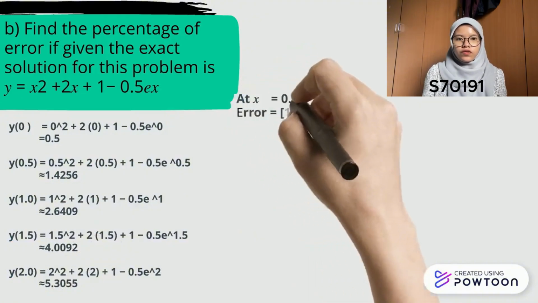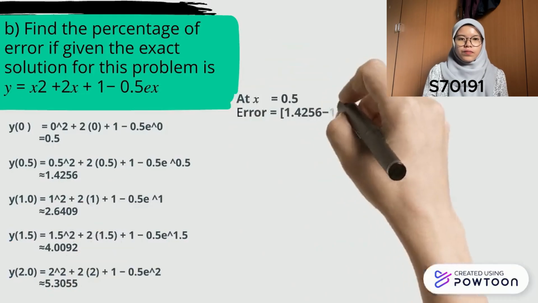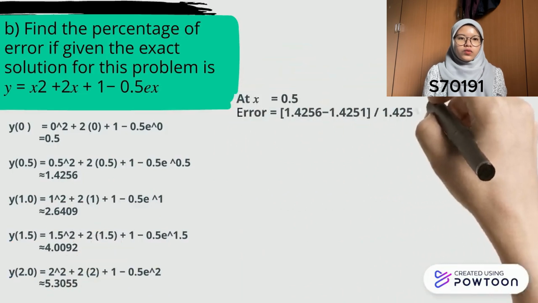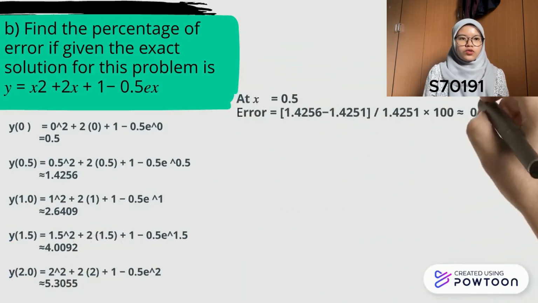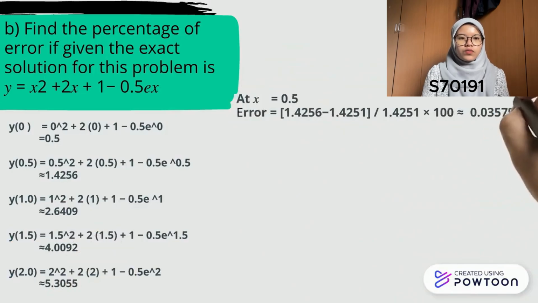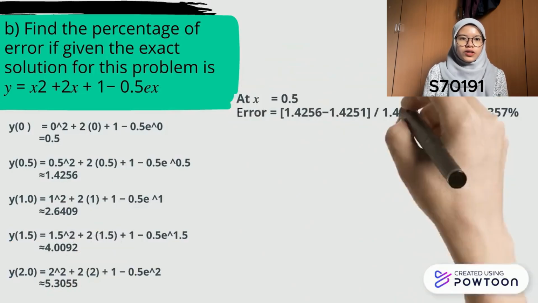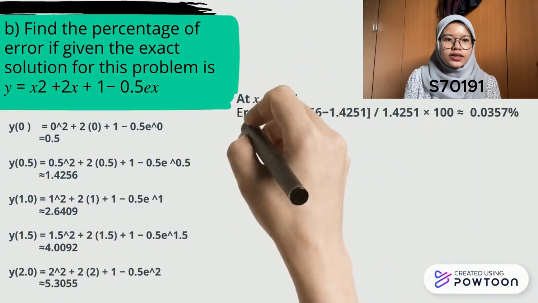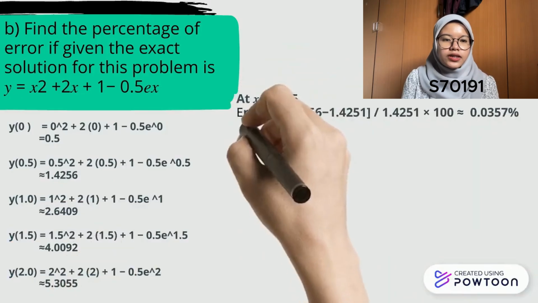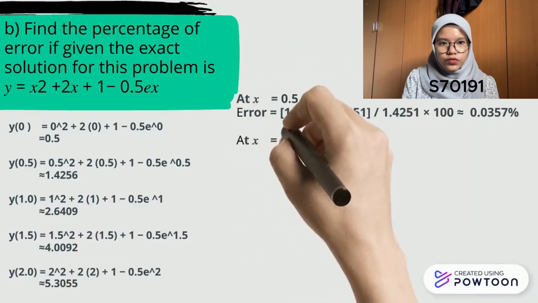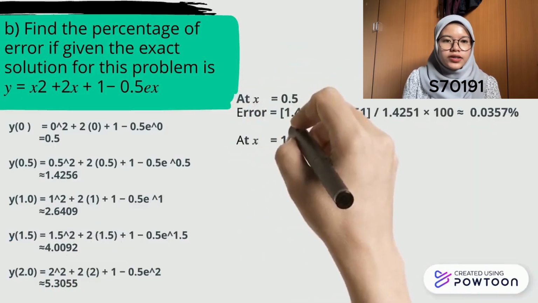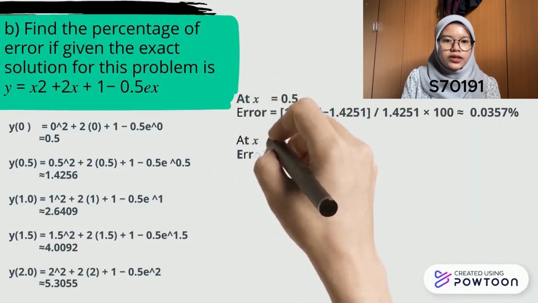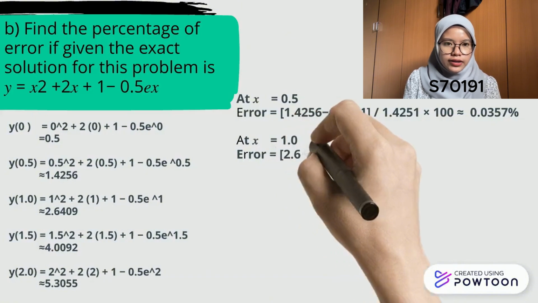4.0092. So finally, the exact value for x equals 2.0 is y(2.0) equals 2 power of 2 plus 2 multiply 2 plus 1 minus 0.5 e power of 2. So the answer is approximately 5.3055. Next, when the exact values are determined, the percentage error is calculated using the formula: percentage error equals exact value minus approximate value divided by exact value multiply 100.